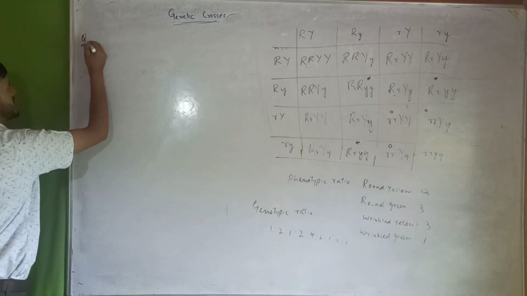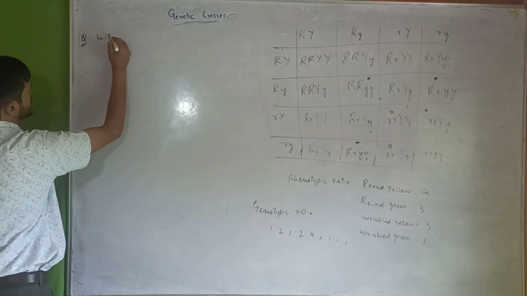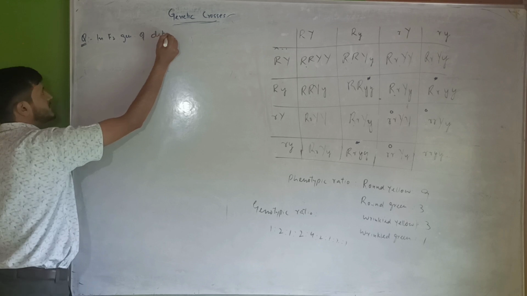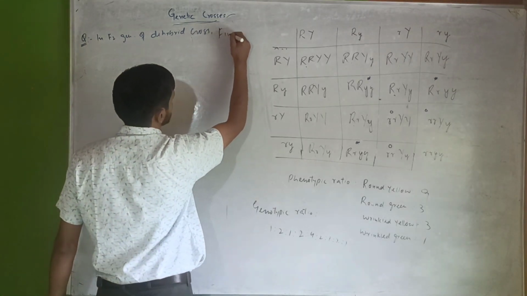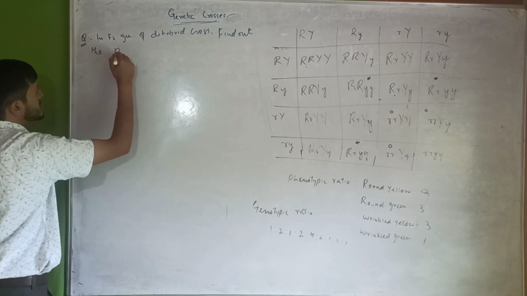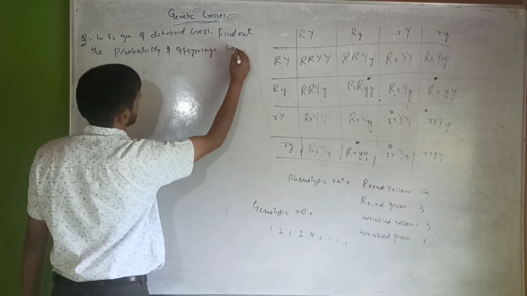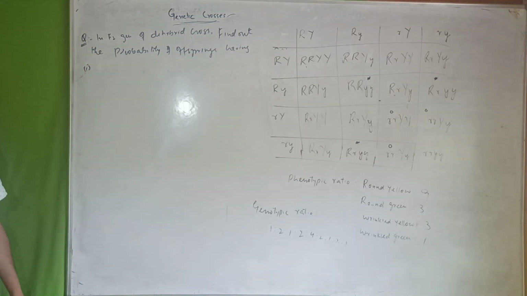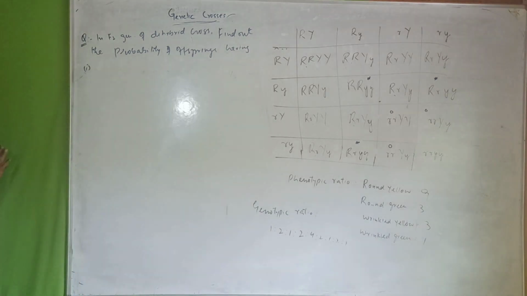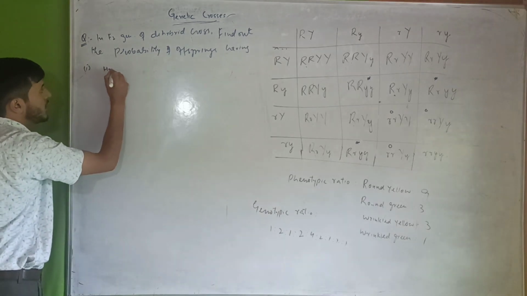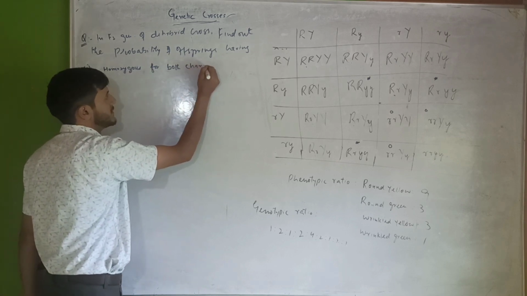Write down the question. Question is like this: in the F2 generation of a dihybrid cross, find out the probability of offsprings having, first of all, number 1, find out the probability of offsprings which are homozygous for both characters.